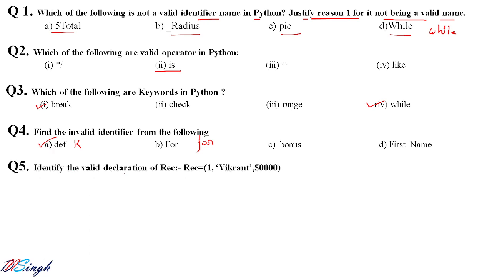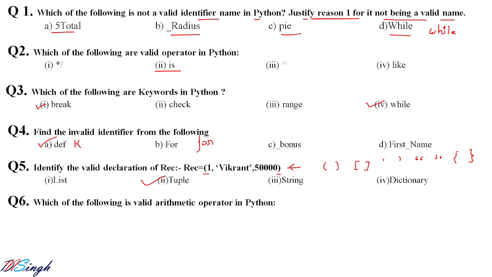Def. We cannot use def as an identifier because it is a keyword and it is used to declare a function. Identify the valid declaration for this particular record, REC. We have sequences like tuples, lists, and strings in single or double quotes, and we have something called a dictionary, which is a mapping. It is matching the tuple, so the answer should be tuple. How do we know it is a tuple? Because the declaration is inside parentheses. Tuples are immutable. Strings are immutable. Lists and dictionaries are mutable.